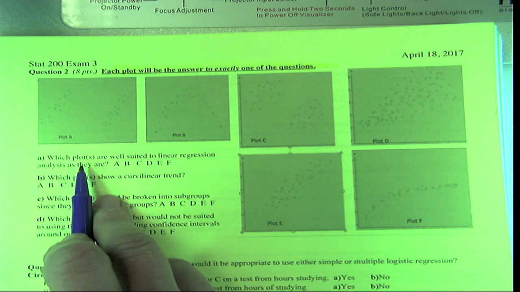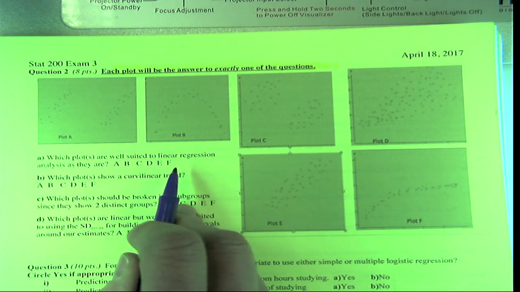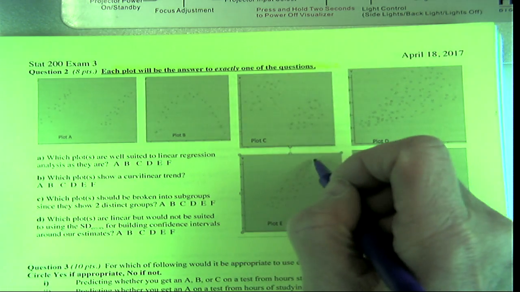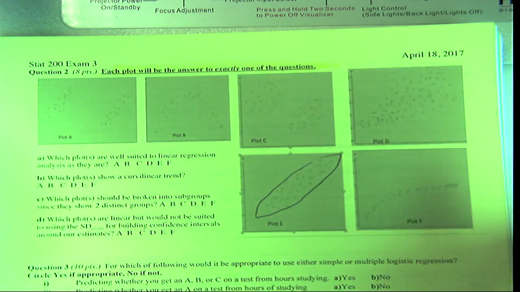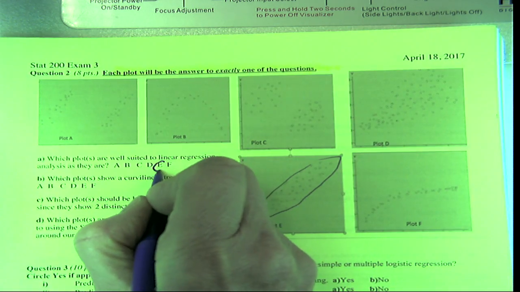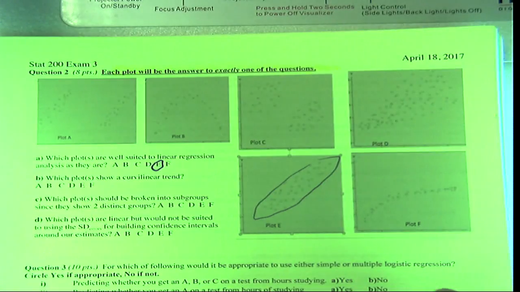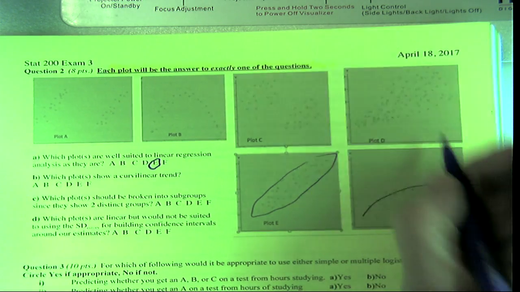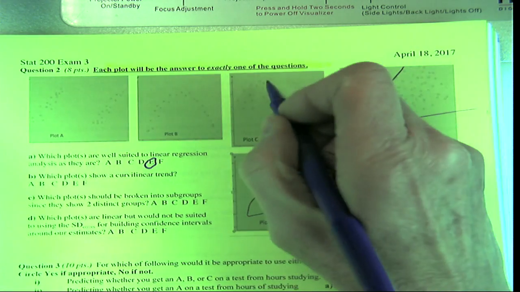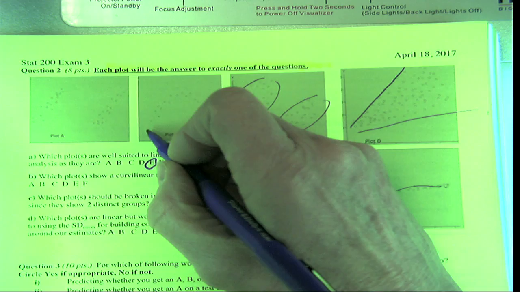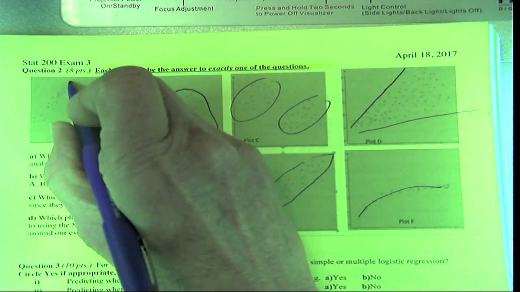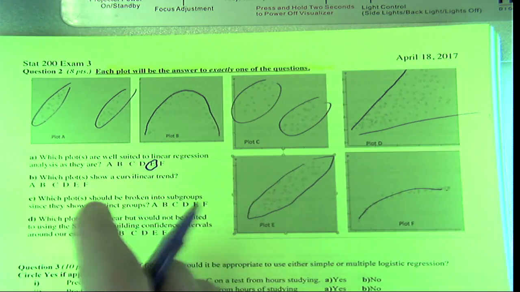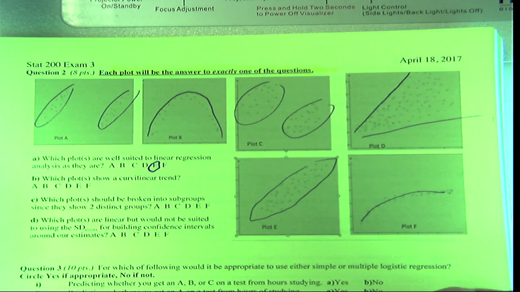Which plots are well suited to linear regression as they are? Well, this one certainly is, E. So we're not going to use E for anything else. Are any of the others? I don't think so. This one has kind of a curvature here. This one has that fan shape. This one has these two groups. This one certainly is curved. And this one has another two groups. So none of them are well suited as they are.